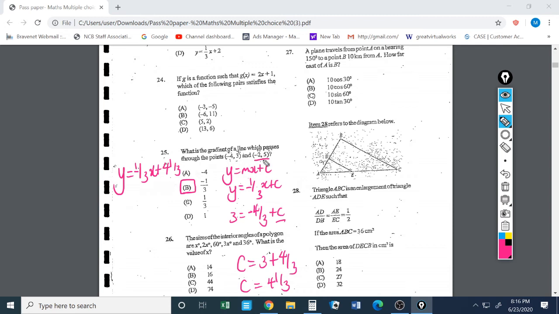So let's put minus 2 as the x, and I'm going to end up with y equals negative 2 times negative 1/3, which is just positive 2/3, plus 4 and 1/3. And I'm going to end up with y being equal to 5. Since this holds, meaning negative 2 gives us the 5, that means that B is definitely the answer.